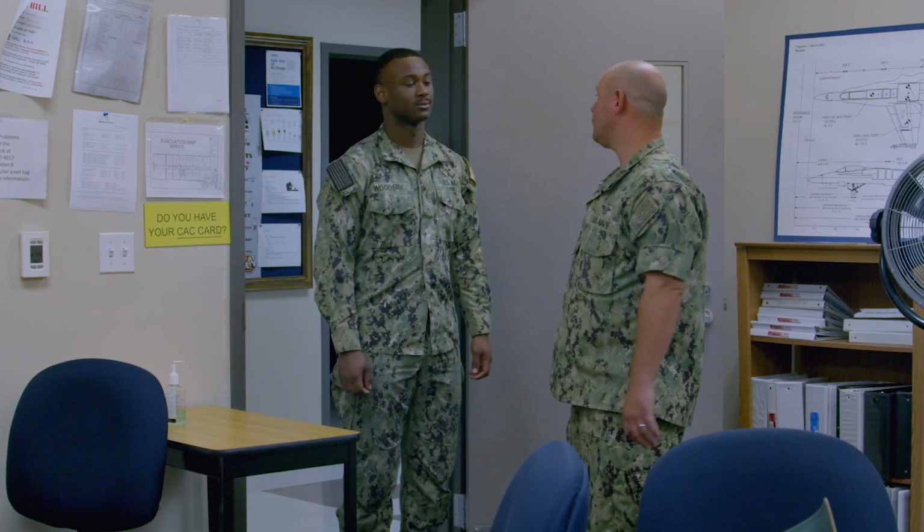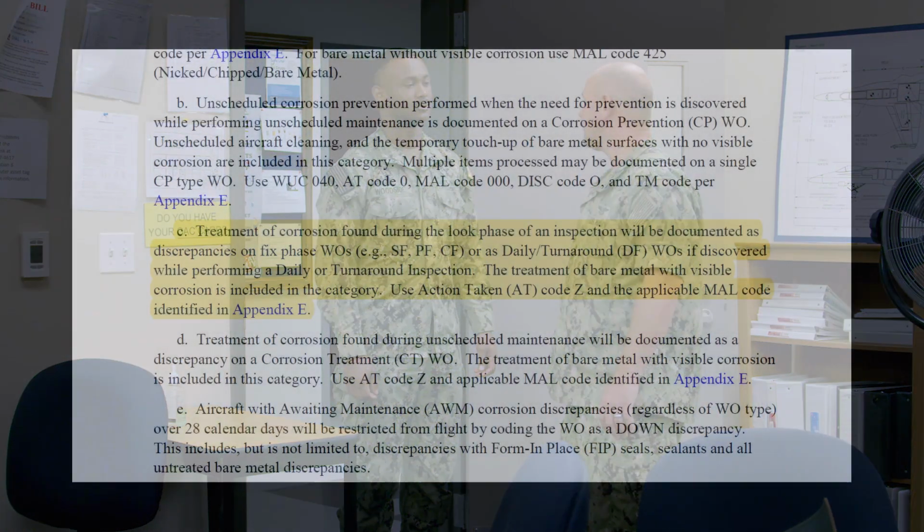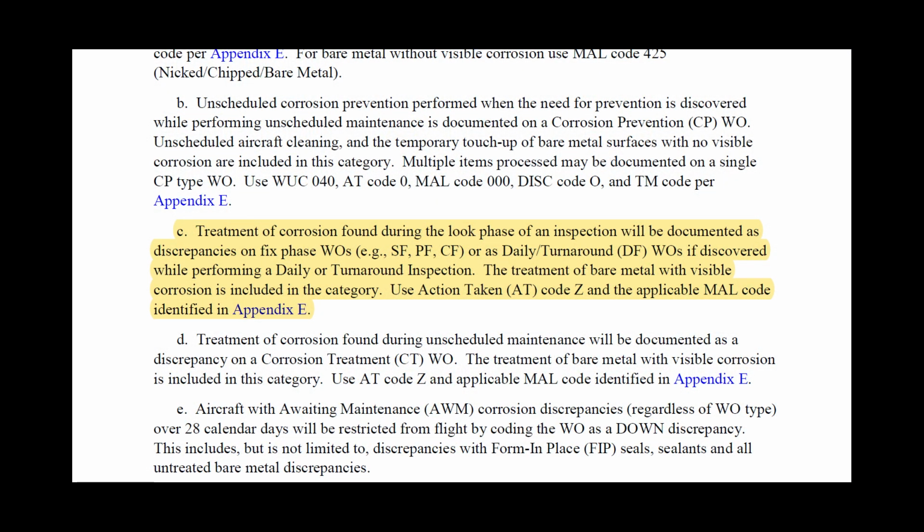Before we do anything, we gotta read and understand our references. In accordance with the CNATT 4790.2 Delta 15.5.1.15 paragraph C, it states, treatment of corrosion found during the look phase of an inspection will be documented as discrepancies on fixed phase work orders or as daily turnaround or DF work orders if discovered while performing a daily or turnaround inspection.